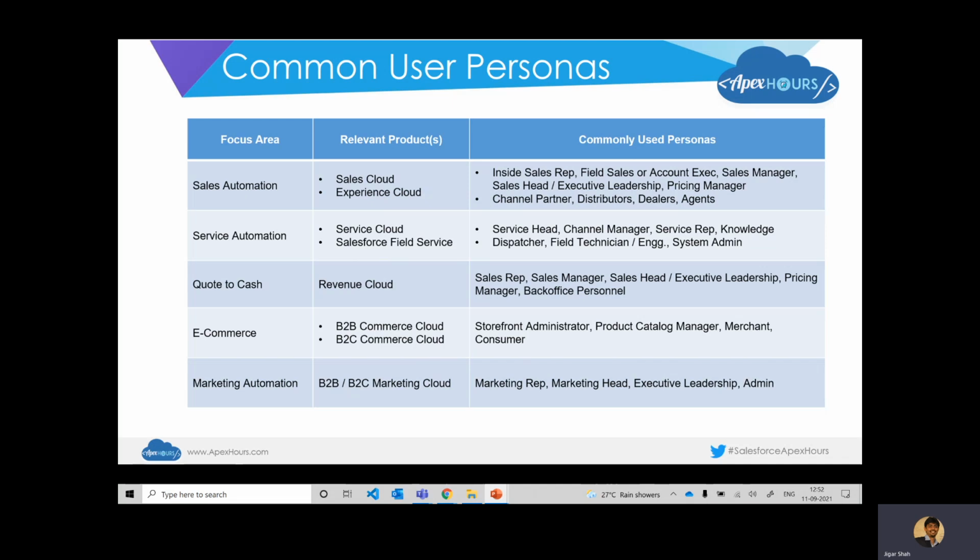At times, depending on the vertical and the price sensitivity of the product in that vertical, you would also end up having a pricing manager, right? Similarly, at times a lot of organizations extend their sales with the help of channel partner teams, which means there will be a play of Experience Cloud, and there will be people like distributors or dealers, or typically agents, for example in the real estate domain, or channel partners who would be the potential users of the system.